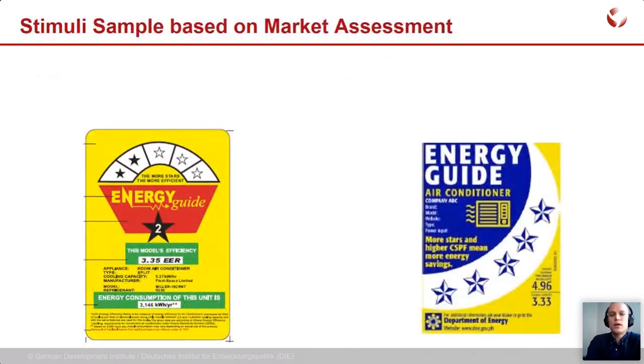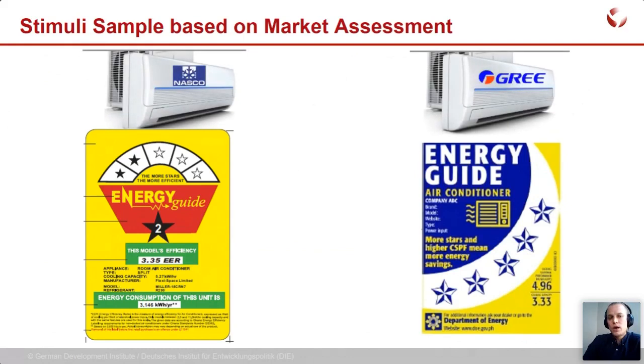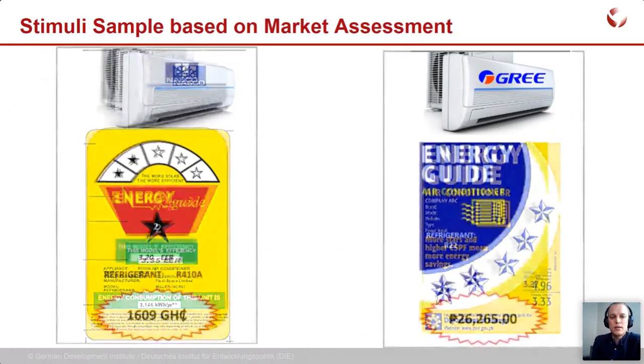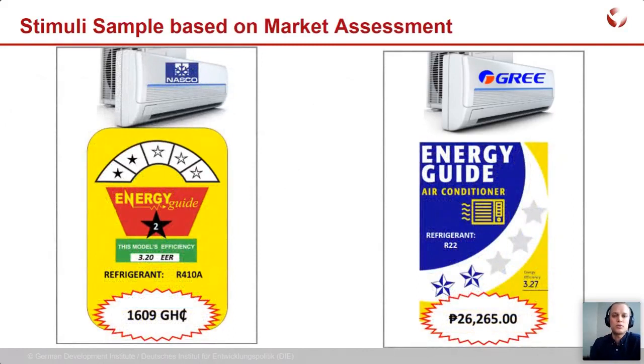So these are the two labels. The left one is the Ghanaian label, the right one is the Philippine label that we used for the study. We created about 200 stimuli for each country. We based these stimuli on real market assessment that we did in each country. So these are real air conditioners that are available in the market that we base the price and the other attributes rating on.